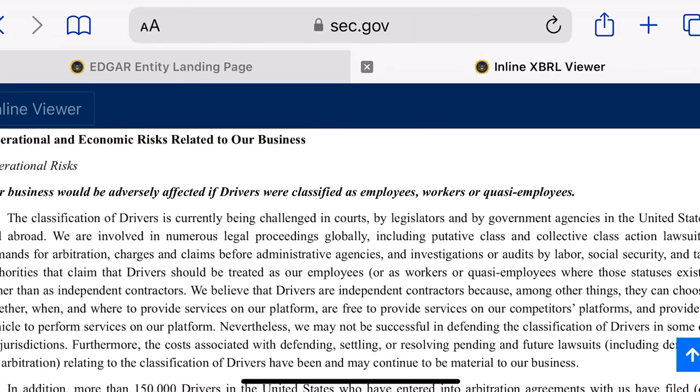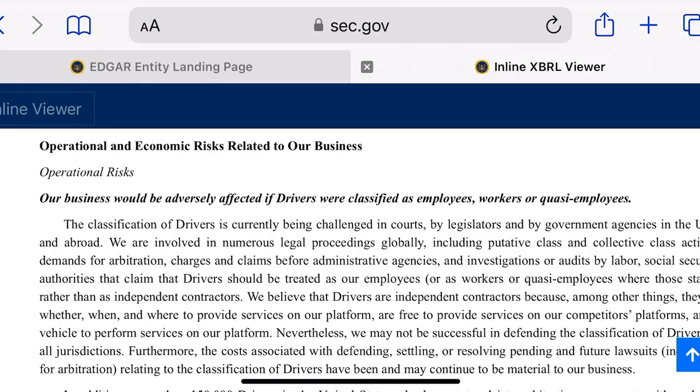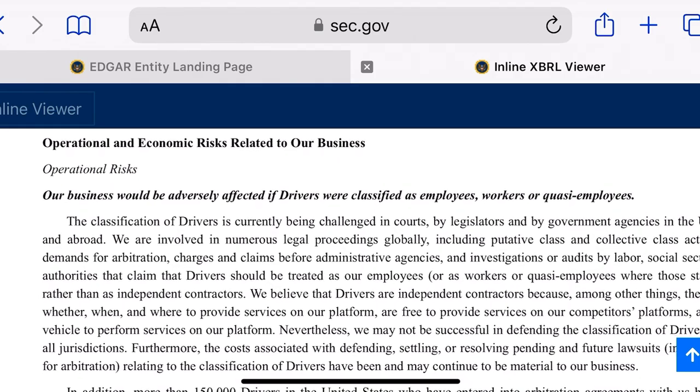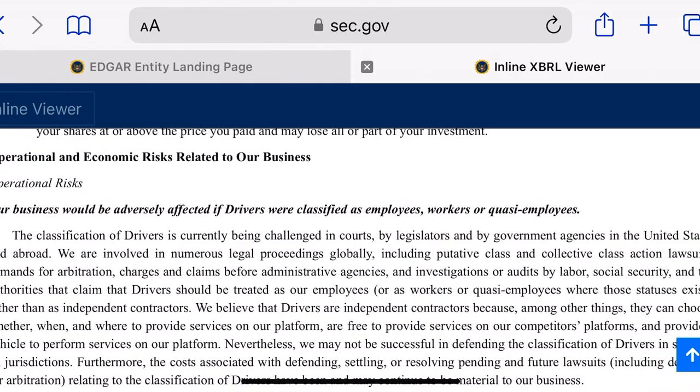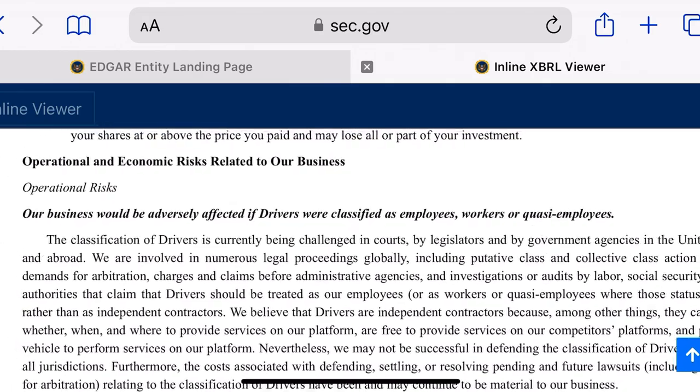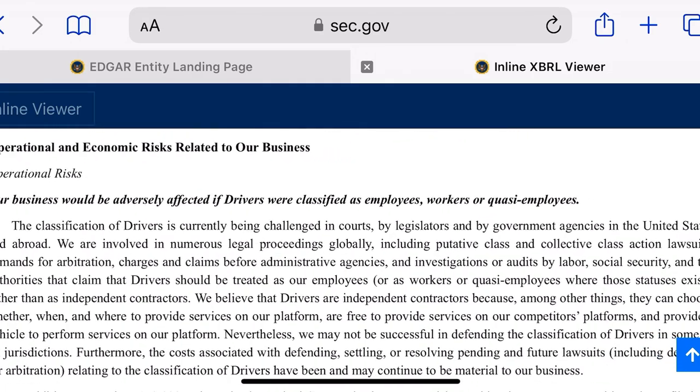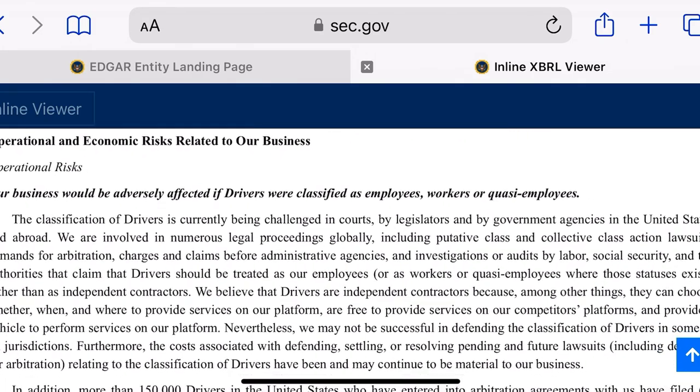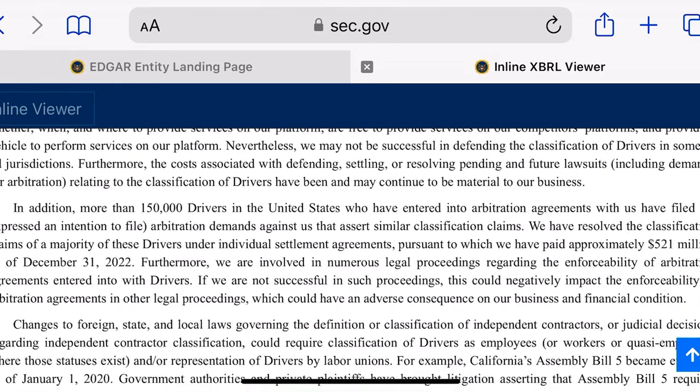And then it's going to break it out into certain segments. So here we have operational and economic risks related to our business. So if drivers were classified as employees, workers, or quasi-employees, the business would be adversely affected, is the note here. So this is a big one, right? Been a lot of news articles about that.